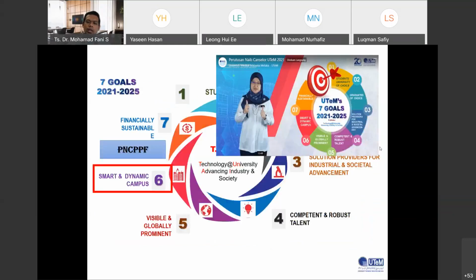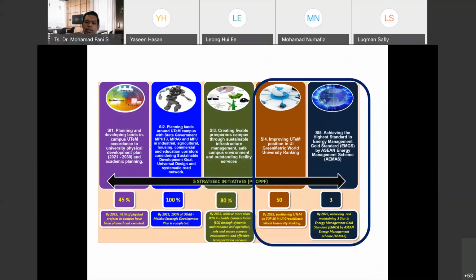What is under Smart and Dynamic Campus? For strategy initiative S4, UTEM targets to put UTEM in the position of UI GreenMetric World Ranking top 50. Right now we are number 109, and we strive together to put in the effort to achieve top 50 in the world ranking for the UI GreenMetric by 2025.